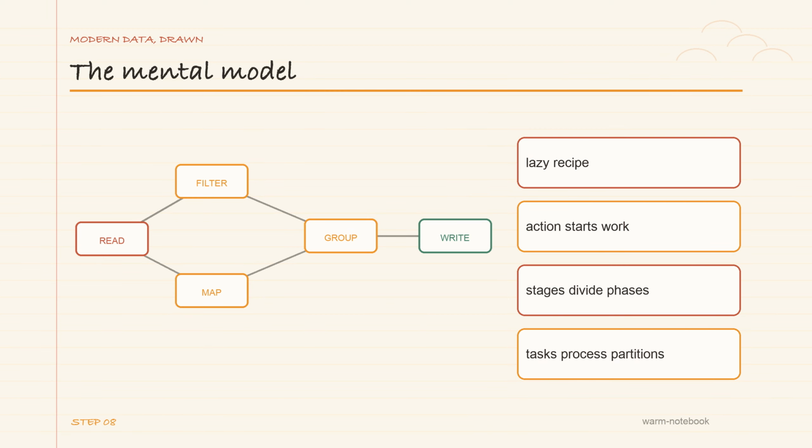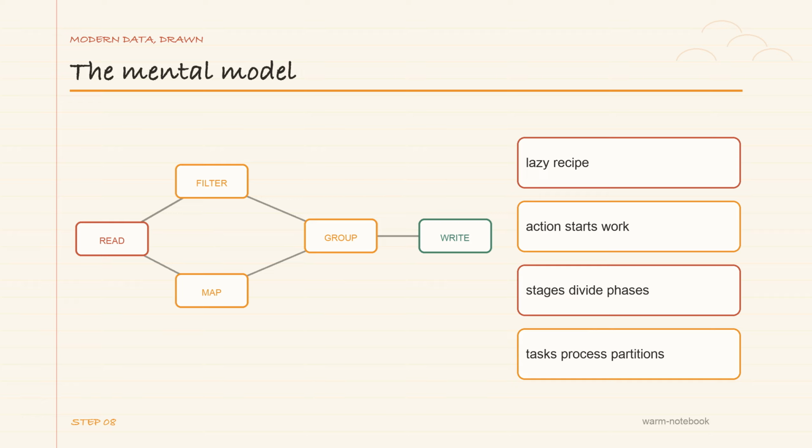Before we finish, let us join the pieces into one mental model. Spark first sketches the recipe, then cooks when an action asks for food. The DAG is the recipe, stages are major kitchen phases, and tasks handle individual portions. This is the part that usually makes the whole concept click.